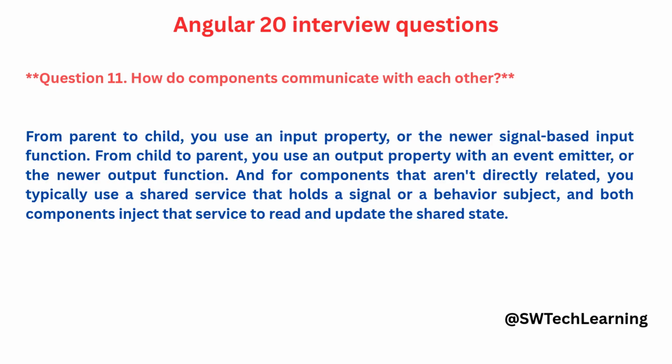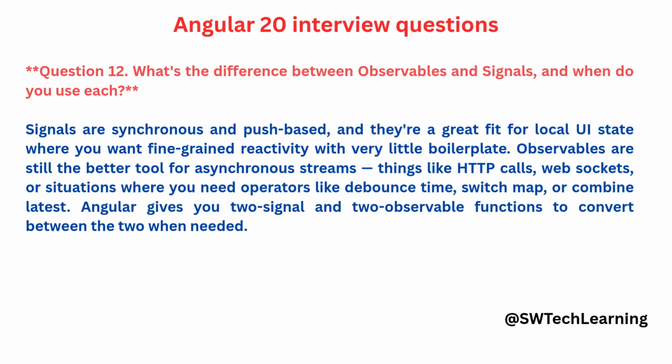From parent to child, you use an input property, or the newer signal-based input function. From child to parent, you use an output property with an event emitter, or the newer output function. And for components that aren't directly related, you typically use a shared service that holds a signal or a behavior subject, and both components inject that service to read and update the shared state.